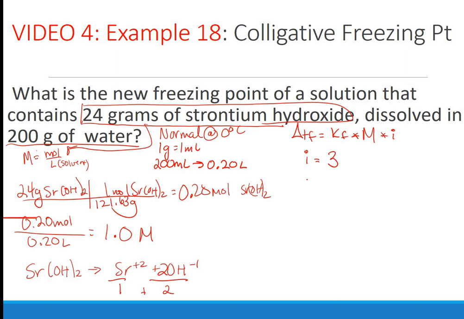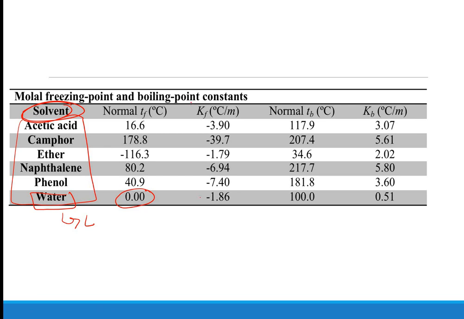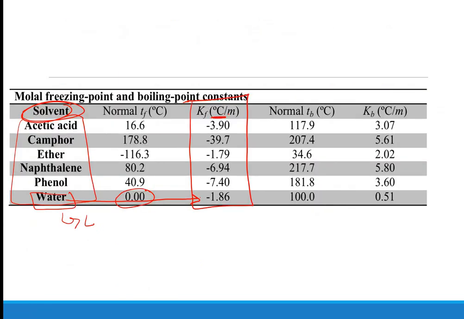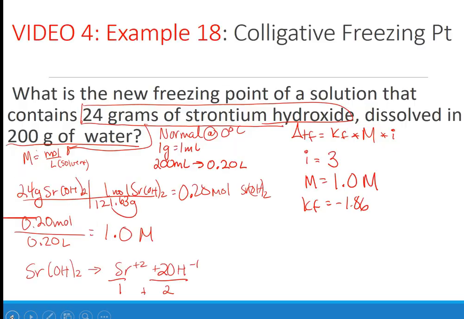Okay, we know our M, we just calculated, is 1.0 M. And then our Kf, remember, is always our constant. So we're going to go to our chart. We're looking at our Kf, so this column right here. Well, our solvent is water, so we read over. All right, our Kf is negative 1.86. And we just want to look at our units so we make sure everything is correct. So degrees Celsius over molarity. Okay, so degrees Celsius is going to be our answer for our delta Tf.